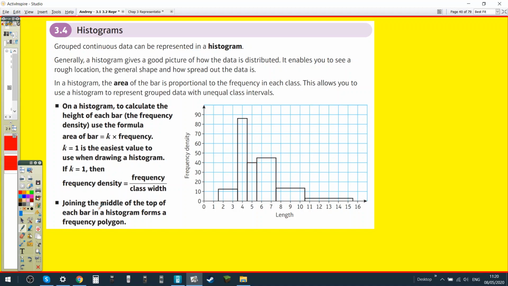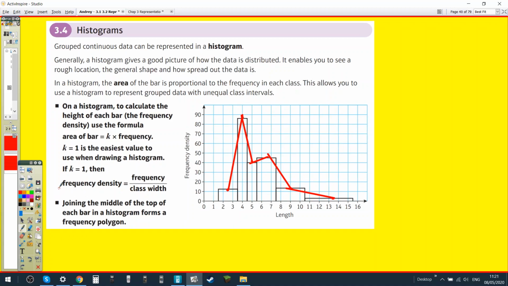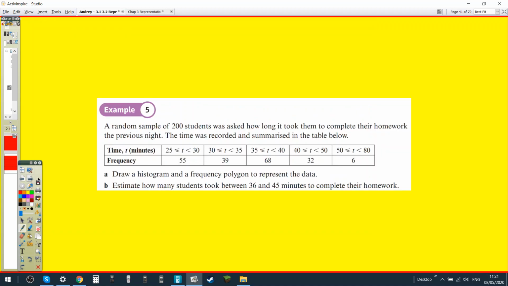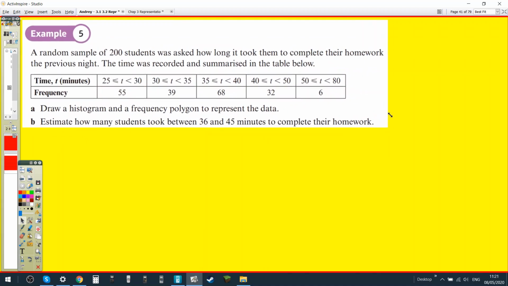Joining the middle of the top of each bar of a histogram forms a frequency polygon. So you can draw a dot in the middle of each bar, and then join them up with a line, and that's how you do a frequency polygon. At GCSE you were taking the midpoint of the group's data and doing a frequency polygon from that. So you can just do the same with a histogram. That's pretty clever. These maths guys are pretty clever. Okay, draw a histogram and a frequency polygon to represent this data. How do you do it?